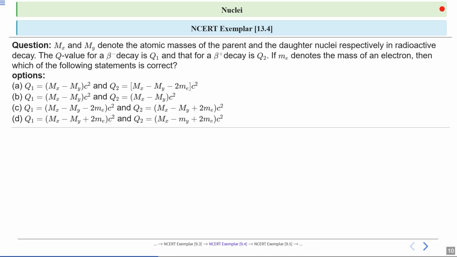So for A option, Q1 is (mx minus my) c square and Q2 equal to (mx minus my minus 2me) c square. B option, Q1 equal to (mx minus my) c square and Q2 equal to (mx minus my) c square. C option, Q1 equal to (mx minus my minus 2me) c square and Q2 equal to (mx minus my plus 2me) c square. And D option is Q1 equal to (mx minus my plus 2me) c square and Q2 equal to (mx minus my plus 2me) c square.